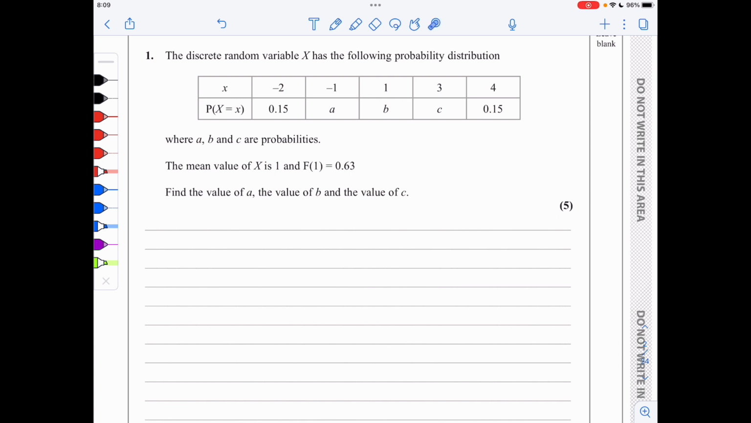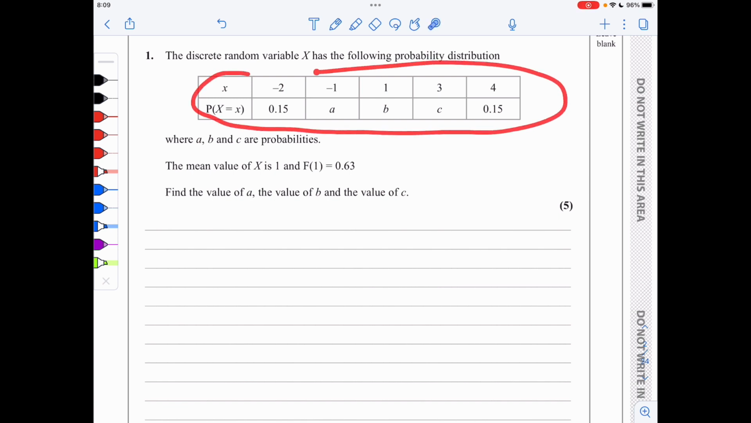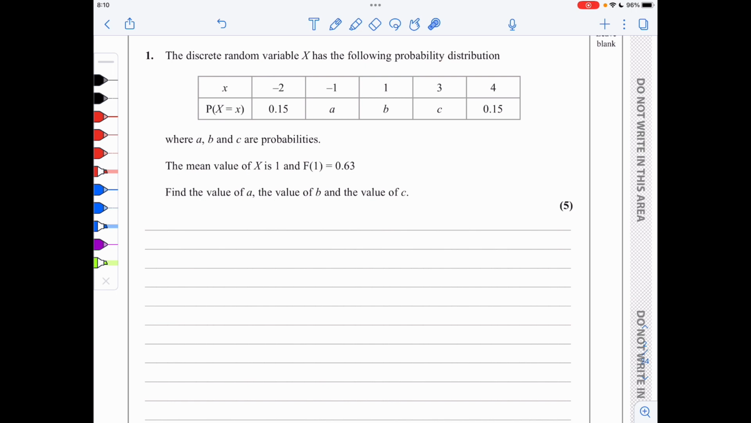In question 1, we're given the probability distribution of the random variable x, and we are asked to find the value of a, b, and c, given that the mean is 1 and capital F of 1 is 0.63. So we're looking at 3 unknowns here, so we will try and form 3 different equations.